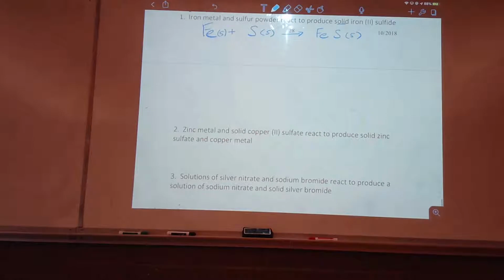All right. Let's try the next one, and then we'll do the rest of the page by yourself. So let's try one more. We have zinc metal and solid copper 2 sulfate. Oh, wait, what was that first reaction? What kind of reaction is it? It's a synthesis. I did get a synthesis out there, yeah. 2 became 1. When 2 become 1, it is synthesis.